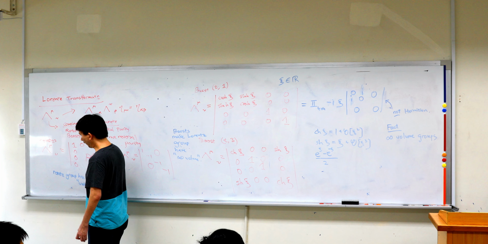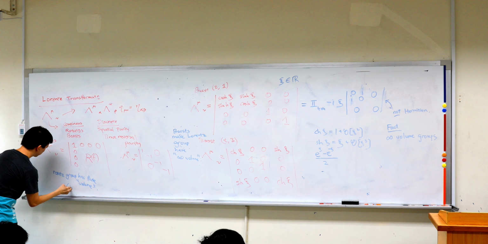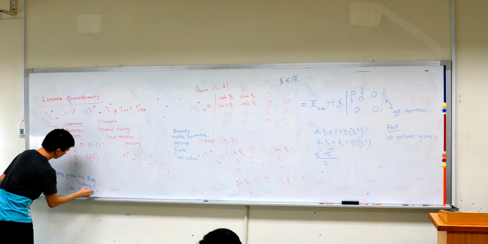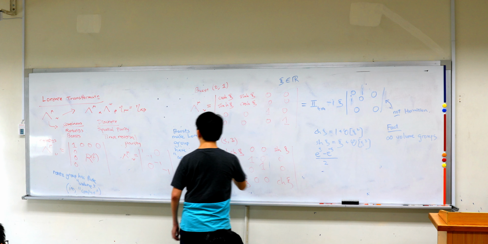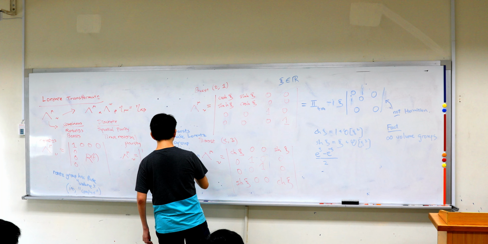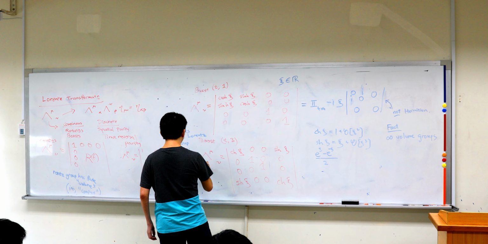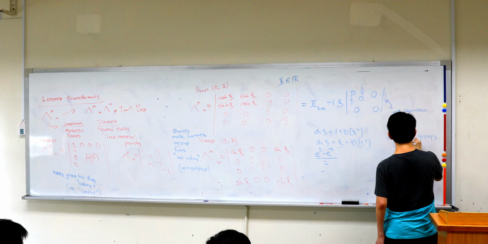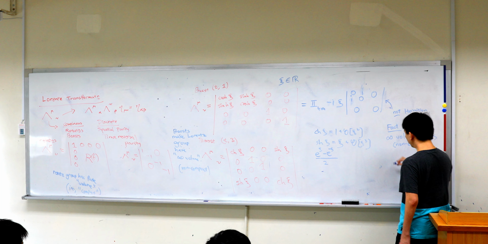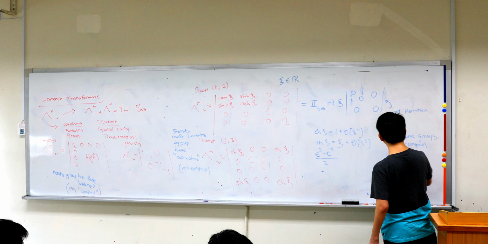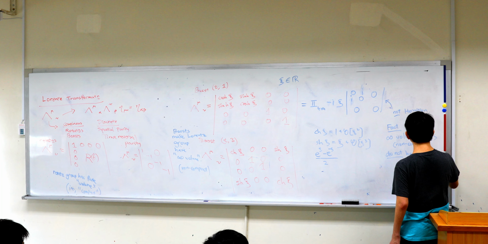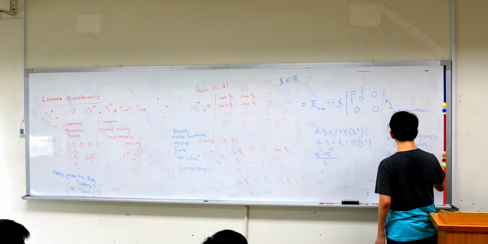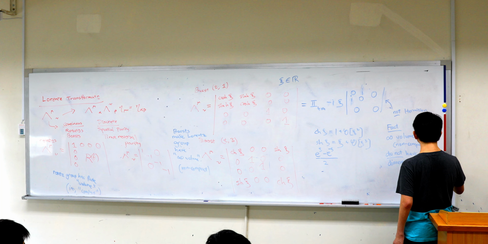So rotation groups are compact, whereas the Lorentz group is non-compact. And the mathematical fact is that when a group is non-compact, it does not have finite dimensional unitary representations.